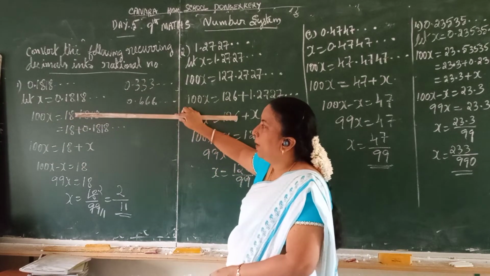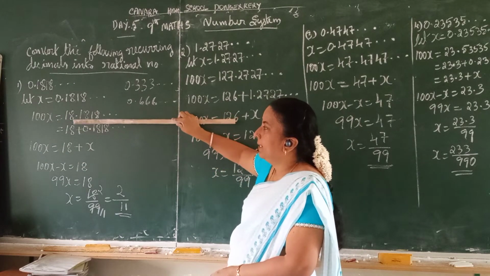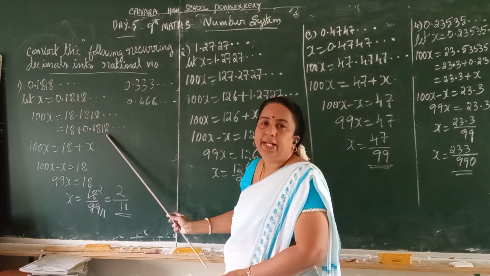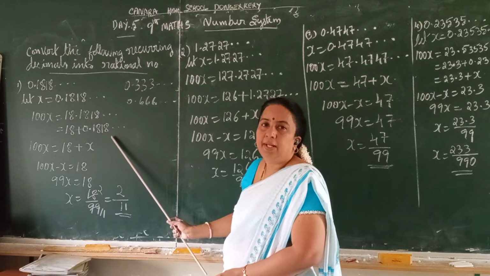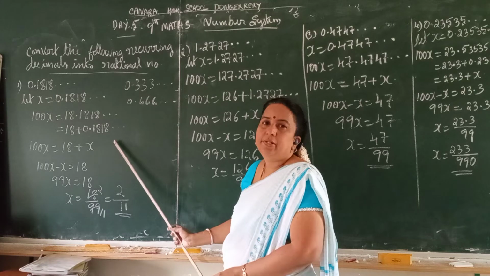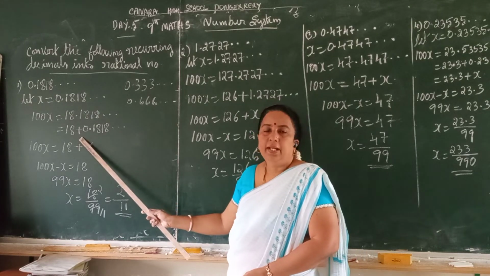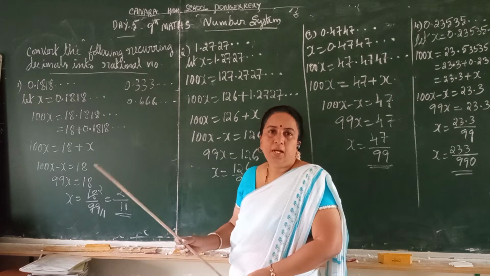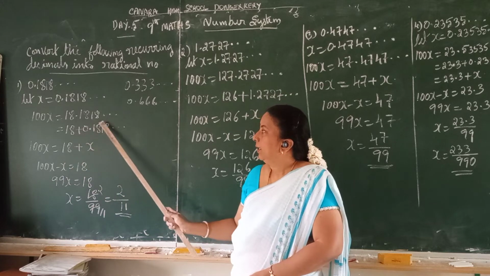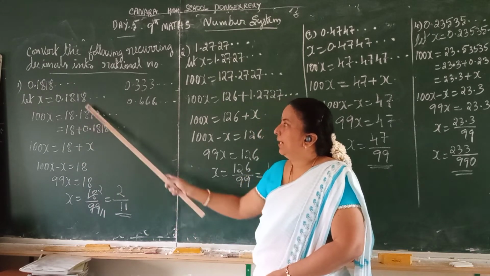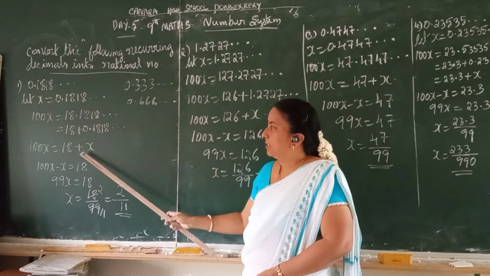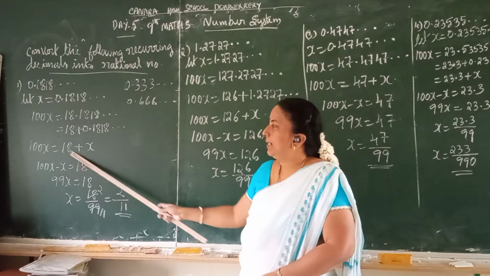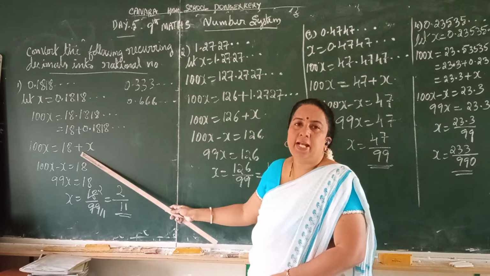Now 18.1818 can be written as the whole number 18 plus the recurring decimal. How much is that? 0.181818 and so on. So it can be written as 18 plus 0.1818 and so on. Understood now? Now let us look at this 0.1818. That is equal to how much? x. So it will become 18 plus x. 100x is equal to 18 plus x.